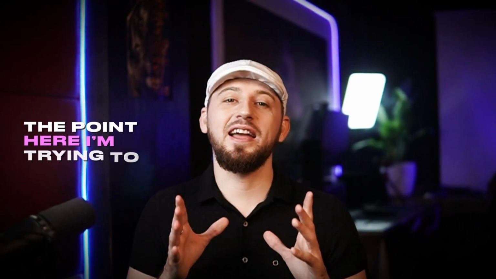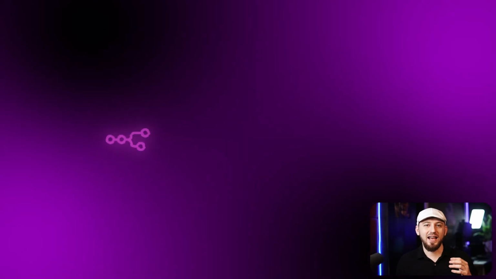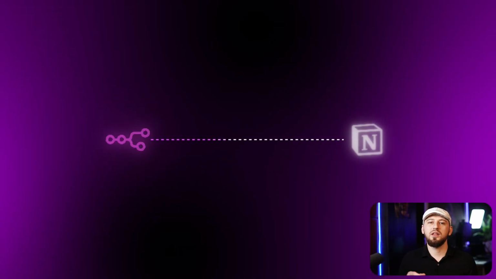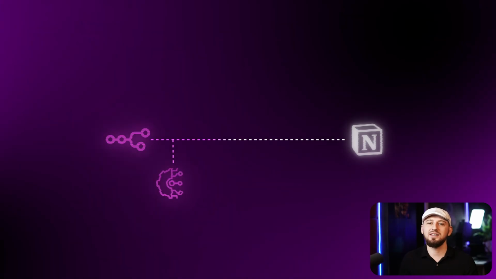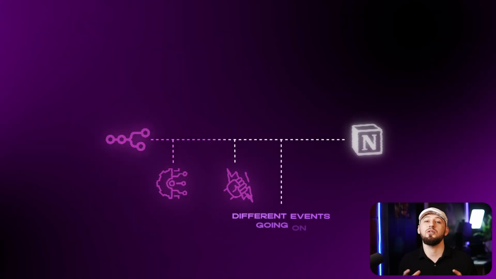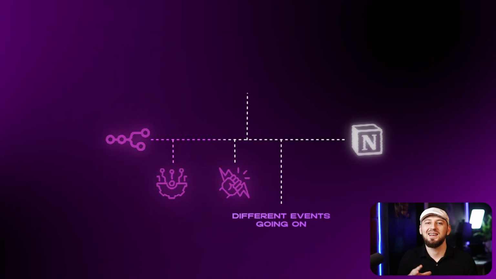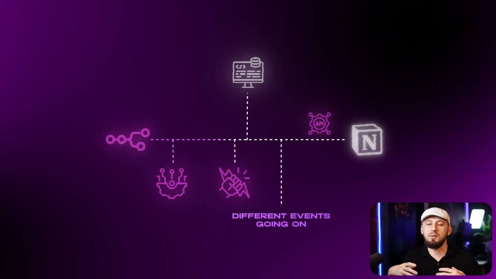The point here I am trying to make is if you'd like to integrate N8N with Notion and have automations, triggers, and different events going on, it's better for you to use a database page because Notion's API is a lot more robust around the databases and there's a lot more you can do with Notion's inbuilt automations that allow you to complete the workflows in a way that just using pages would not be able to.